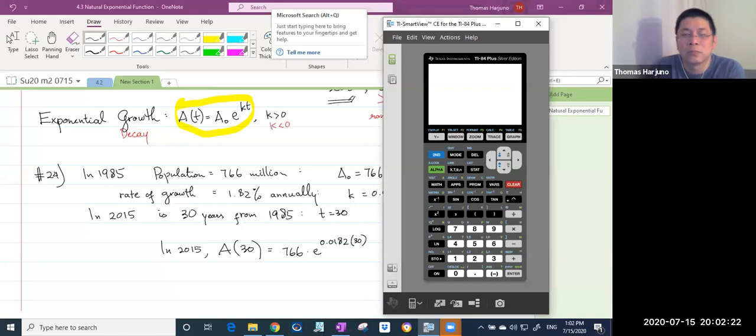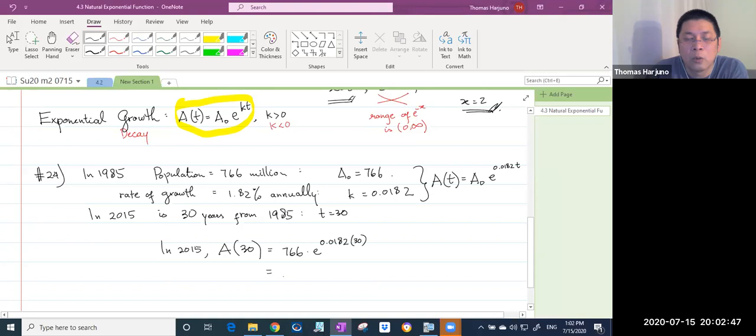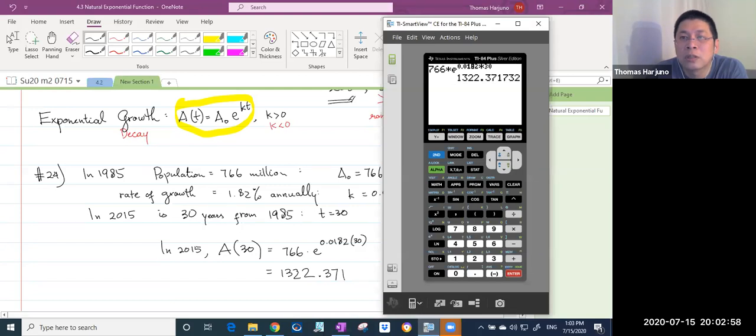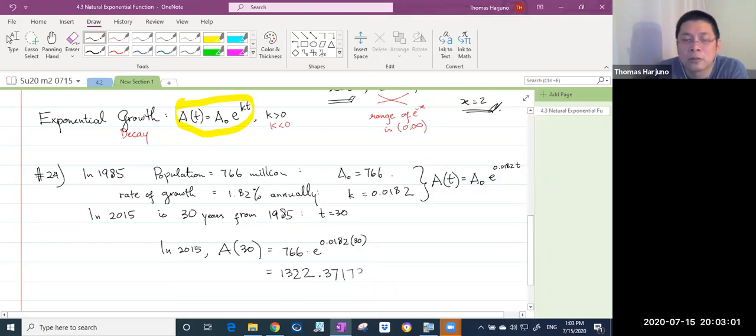I have 766 times, now for e to that power, I will use this one here, second, e to the x, and 0.0182 times 30. And I will get 1322, what's that? 1322.37173 million.